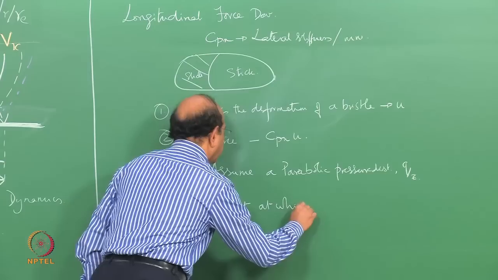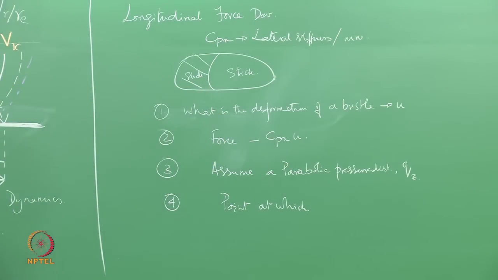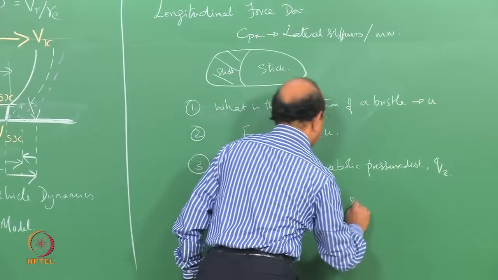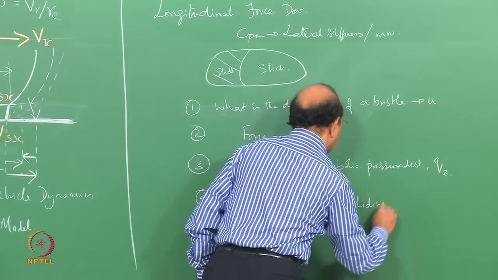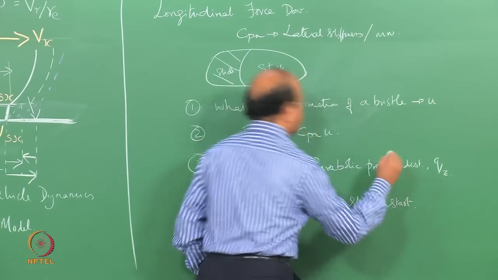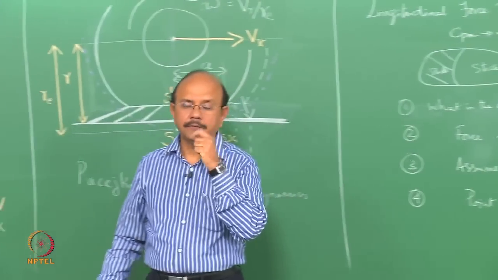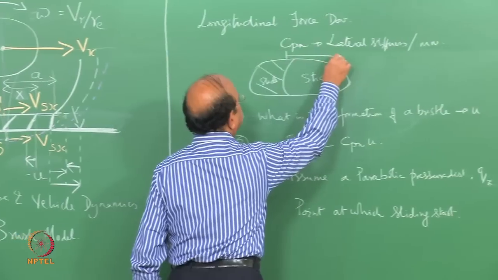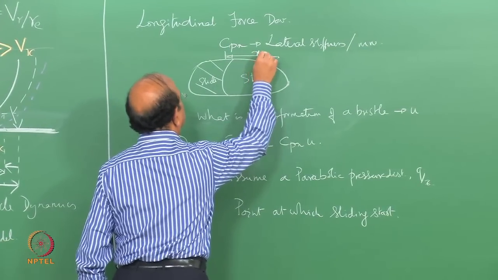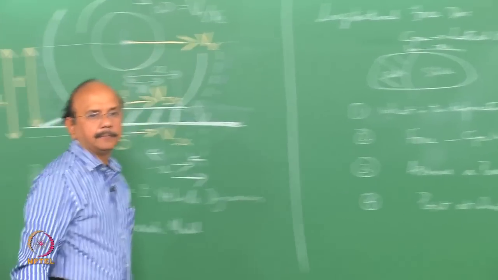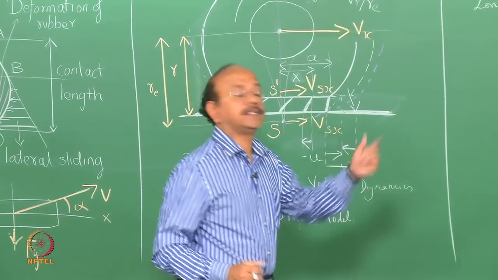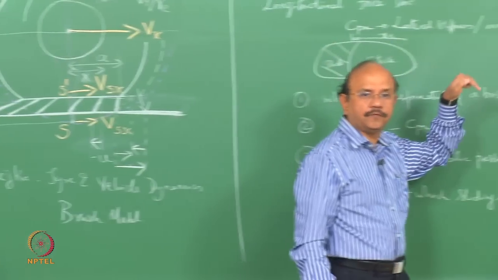at which the slip starts or sliding starts. I'm careful to use the word slip because we're going to give a very specific meaning for slip. So in other words, let's call that as excess. Yes, this is CPX, the longitudinal stiffness.